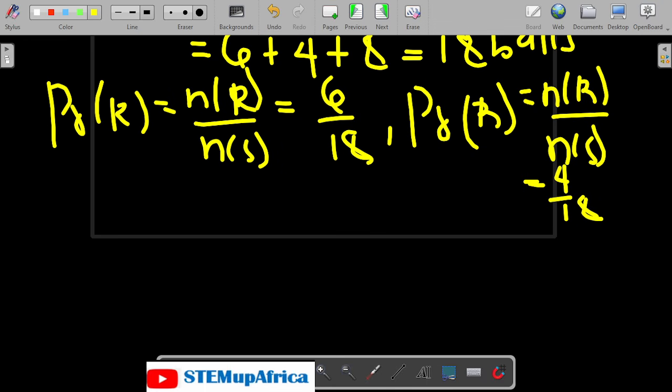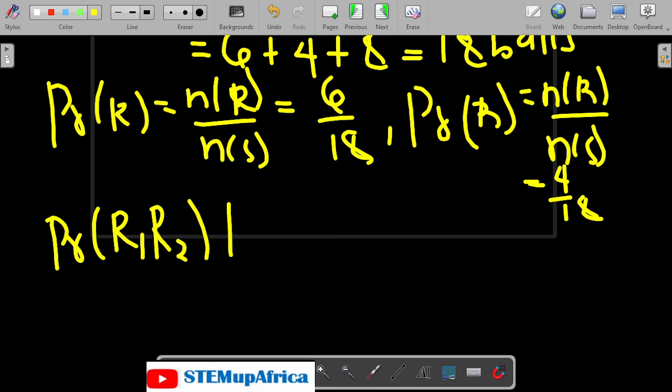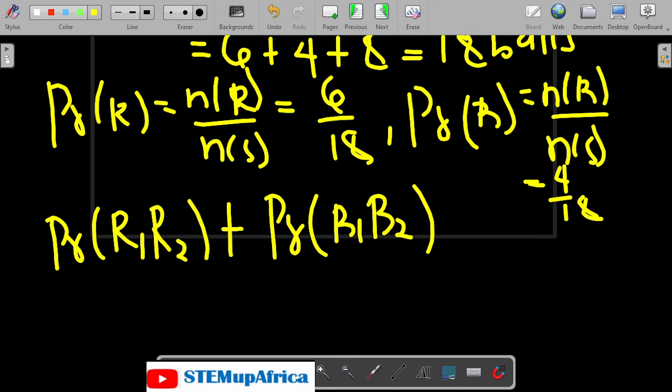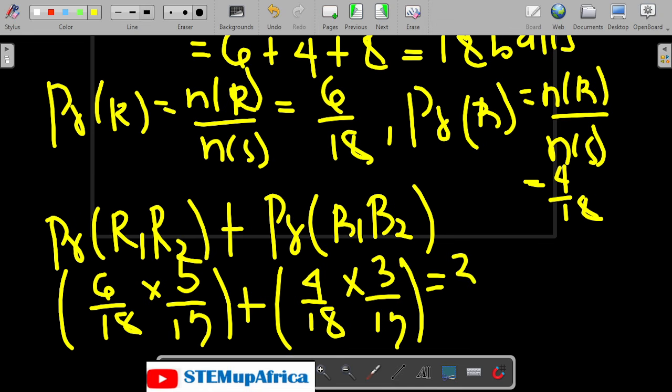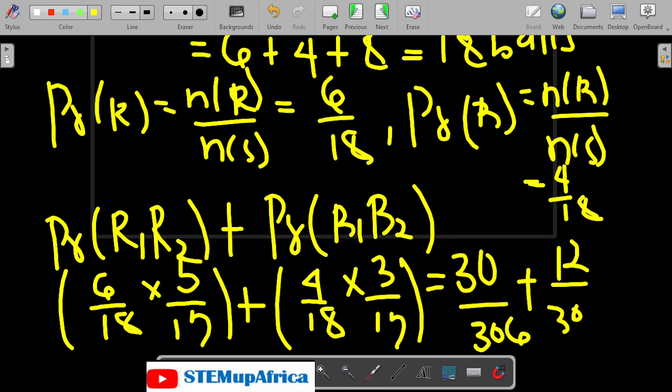So if two balls are selected, it's of the same color. Let's assume two balls are red. First one is red, second is red, or it could be that I selected first one is blue, second one is blue. So first one is red, 6 over 18, without replacement. That is 5 over 17, plus second is blue, I have 4 over 18 times 3 over 17. Which I'm having 30 over 306, which is 18 times 17. Here is now 12 over 306.